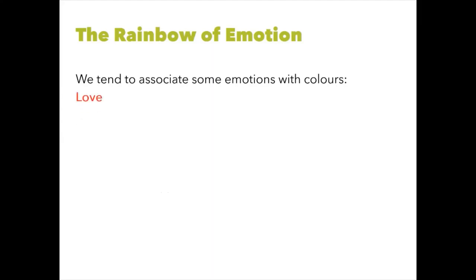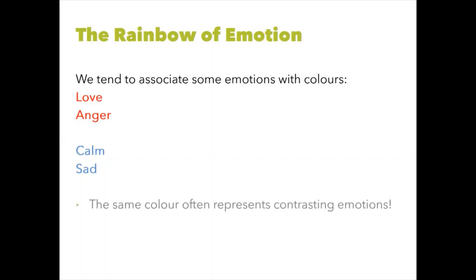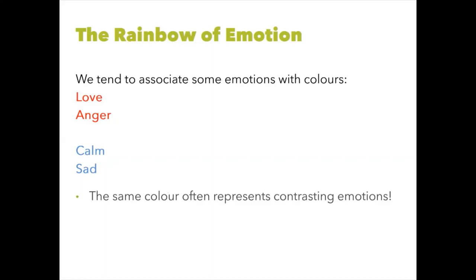The rainbow of emotion. Generally, we all associate certain emotions with certain colours, such as red for love or anger, or blue for calm or sad. It's interesting to notice that these colours represent contrasting feelings. Why do you think that is? Pause the video and just take a moment to jot down some of your ideas.